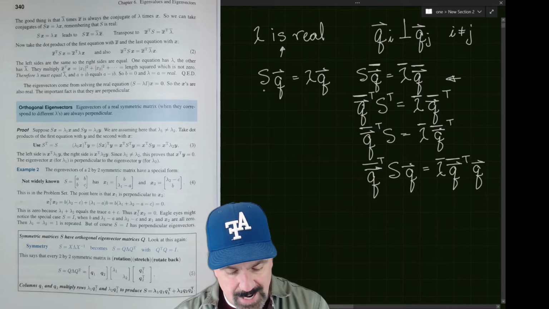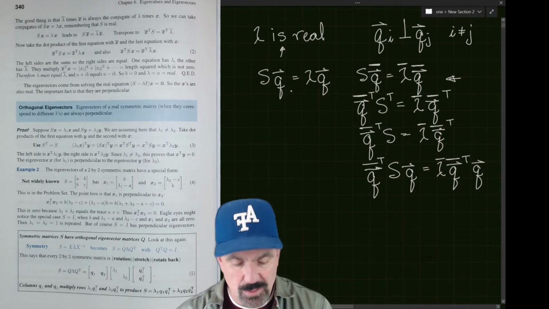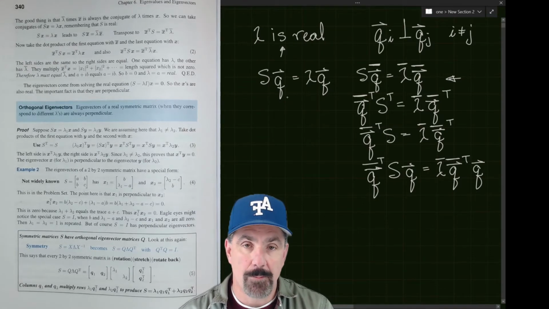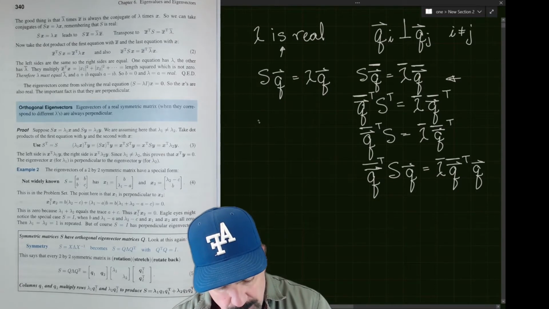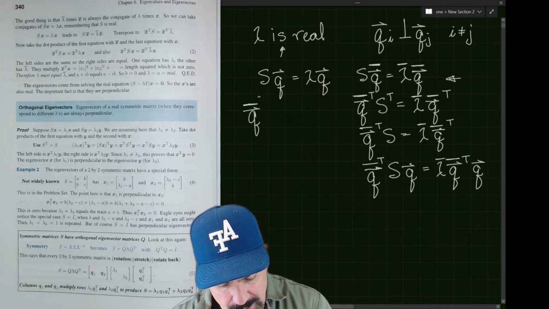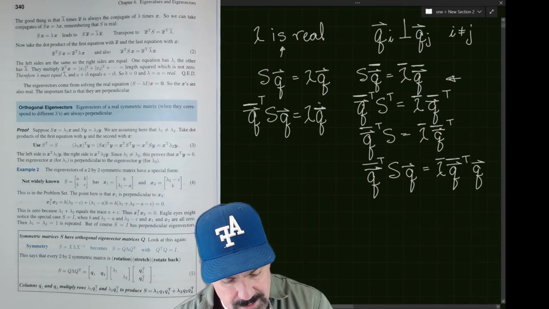What I want to do is come back to my original definition here for the eigenvalue and eigenvector, the lambda and the Q. What I'm going to do here is left multiply by the complex conjugate transpose. So I'm going to left multiply both sides of this equation by the complex conjugate transpose. And now you can see where we're headed with this. Lambda, of course, is not affected. This is the complex conjugate transpose times Q.